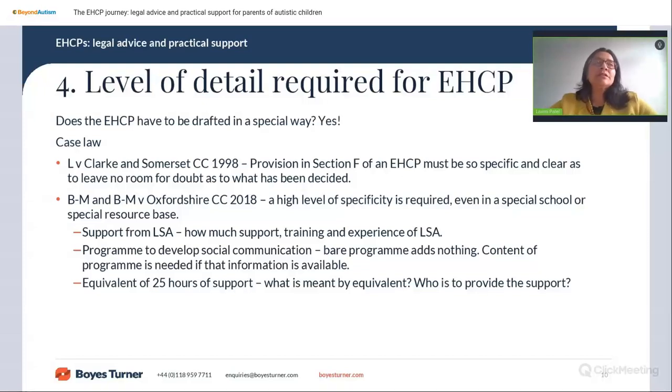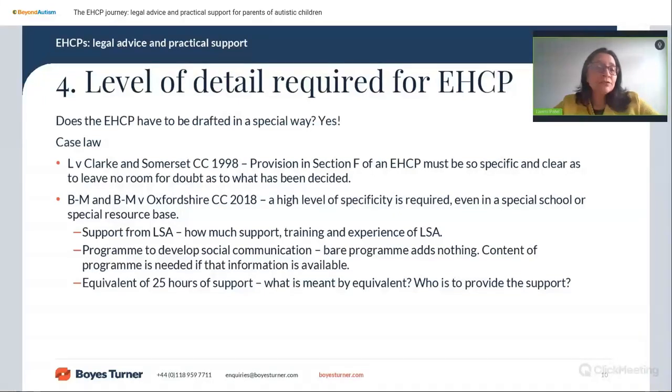So when it comes to the EHCP, especially section F, there is an element of detail that's required. This is often something that's appealed by parents to the tribunal. Here I've got two cases which set out what sort of specification is required for provision in EHCPs. In essence, it's got to be so specific and so clear that there's no room for doubt as to what's been decided in terms of provision.